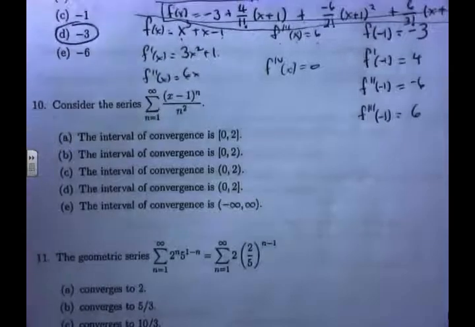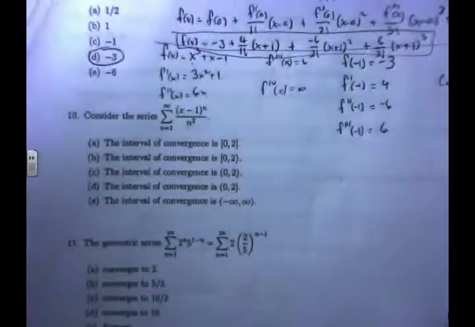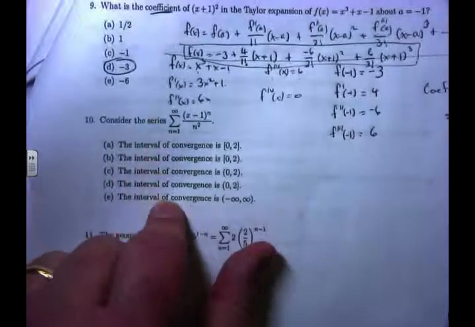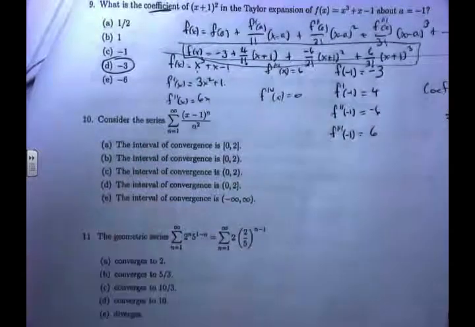All right. Oh, we've got another one of these series ones. Oh, yay. All right. Consider the series, the sum as n goes from 1 to infinity of x minus 1 to the n over n squared. What's the question? The question is in the answers. The interval of convergence is what?